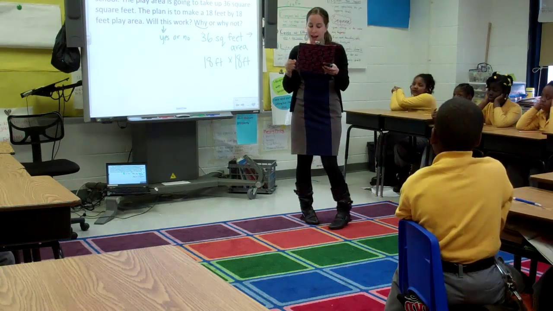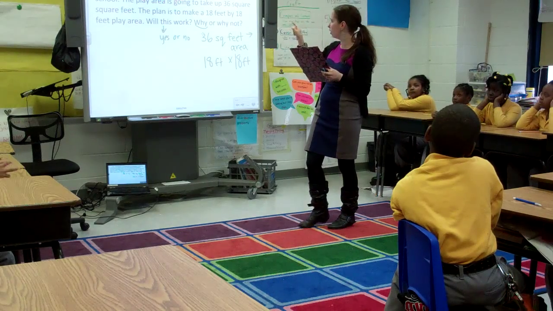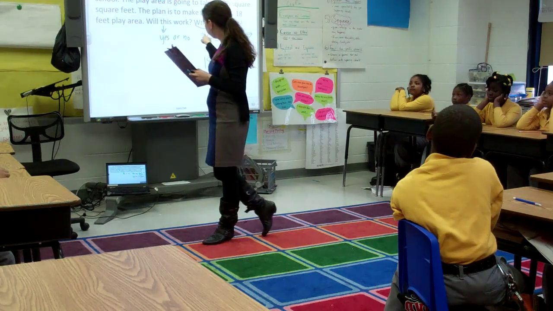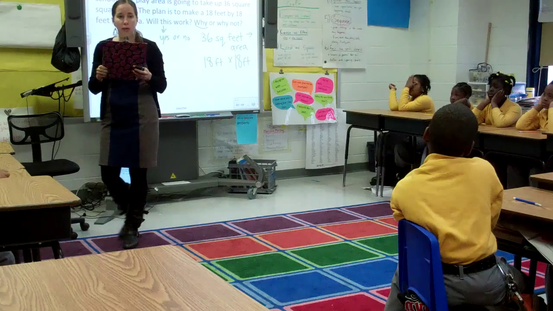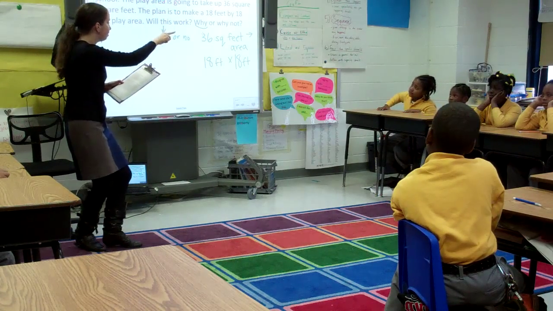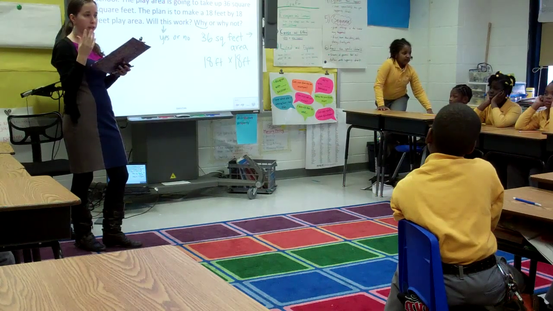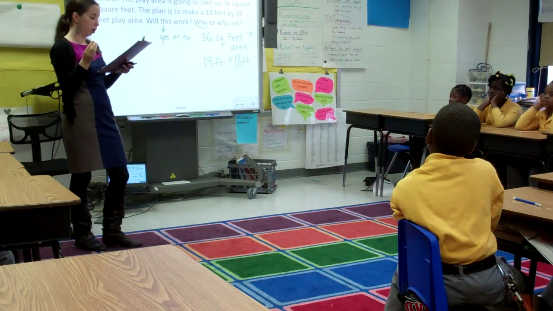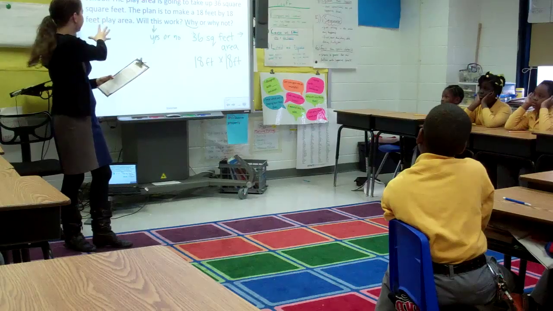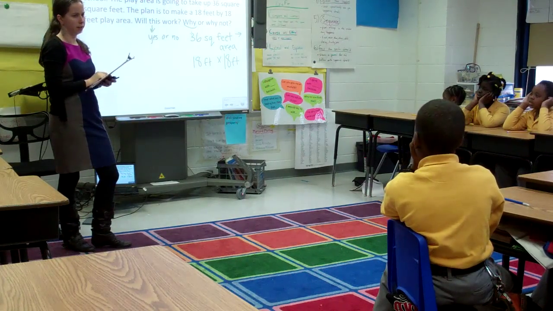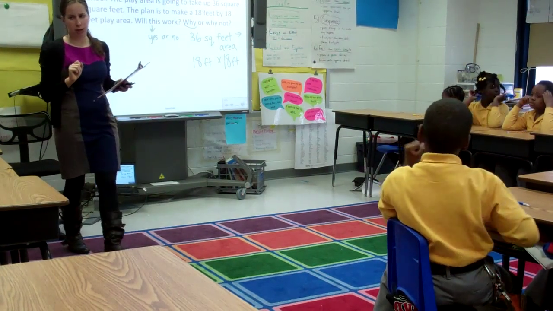So I have to decide, I know the play area needs to be 36 square feet. And I know that the plan right now is to have it be 18 by 18. So now I have to decide, where am I going to start to solve this problem of will this work? Where am I going to start? What's the first thing I'm going to do on my page to start solving the problem? Turn and talk. What are you going to do?